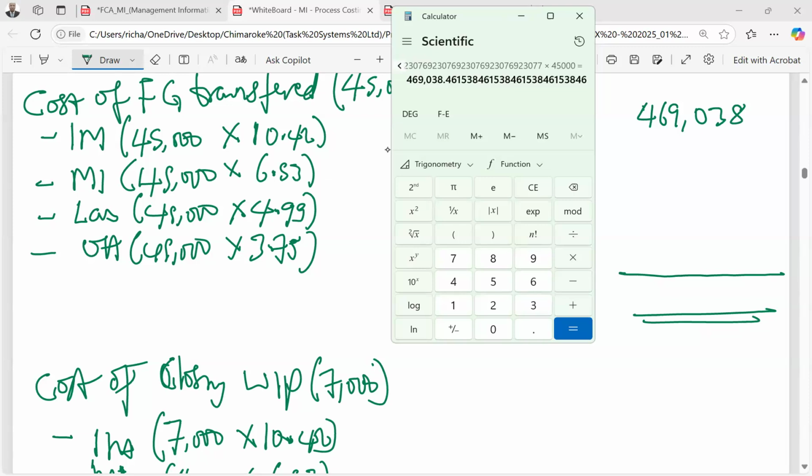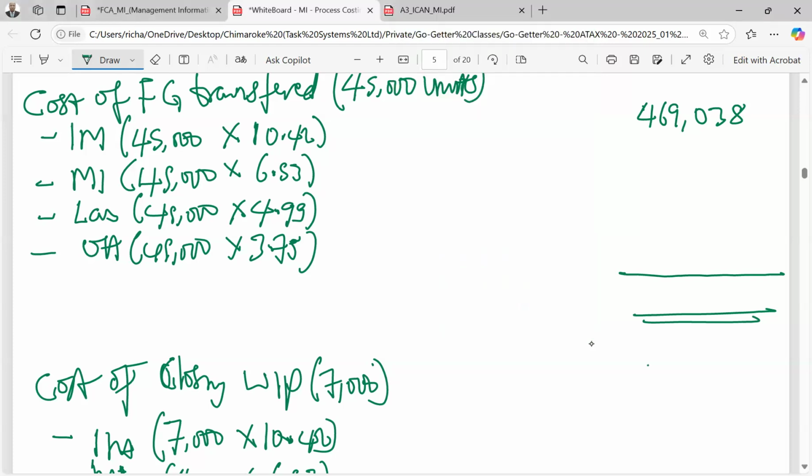Now, because I multiplied by 45 the first time, I can reset it by dividing by 45,000. It has gone back to the rate I used. Now let me use it to multiply this 7,000. It will give you 72,962. So let me write it as 72,962.